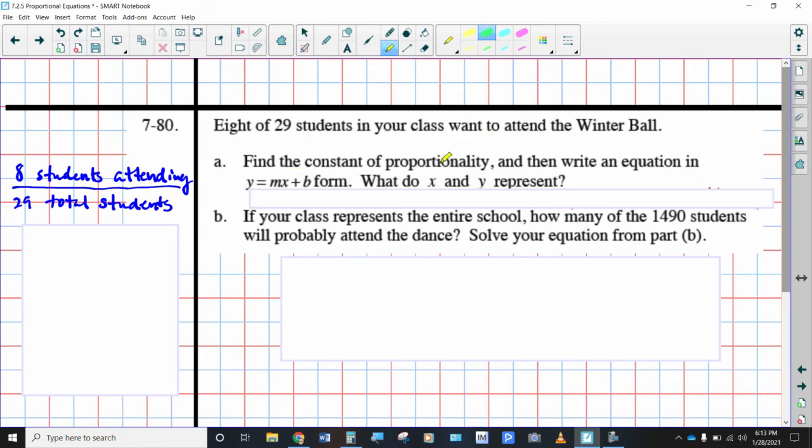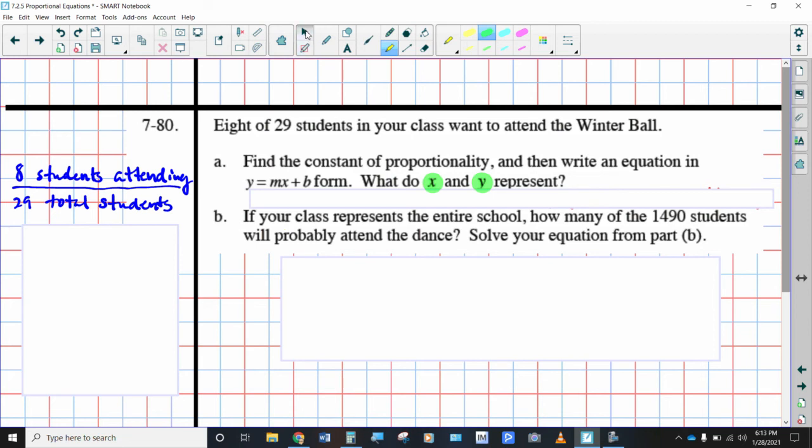Find the constant of proportionality and then write an equation for the situation, and identify what the x and the y represent in this situation. And then if your class represents the entire school, that is, this is like a representative sample with similar ratios for every other class throughout the school. If we think that this is a good representative sample and that this ratio applies to the entire school, then how many of the 14,900 students will probably go to this dance?